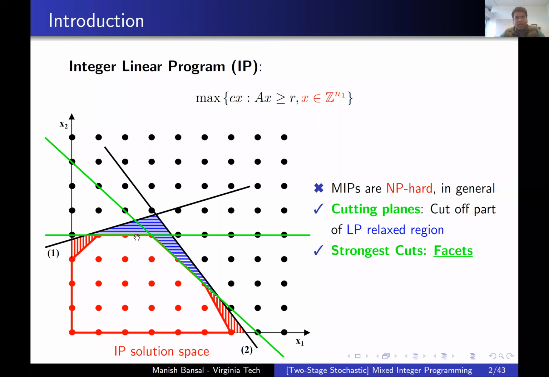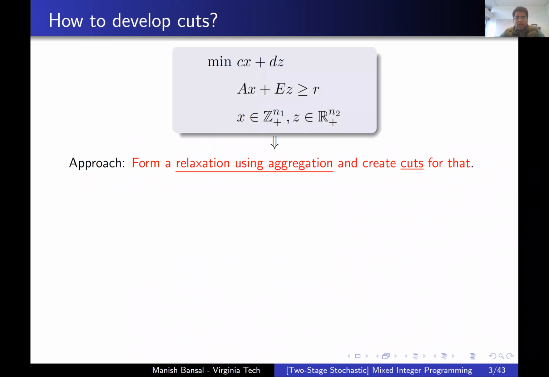We would like to have the strongest cuts, that is, these hyperplanes, which are lines in this two dimensions, corresponding to these red boundaries and also referred to as facets. These cuts are essentially used in the branch and bound algorithm to achieve better bounds and hence result in an efficient algorithm to solve mixed integer programs, which, as we all know, is called the branch and cut approach. Now the question is how to develop these cuts. So let's see one approach.